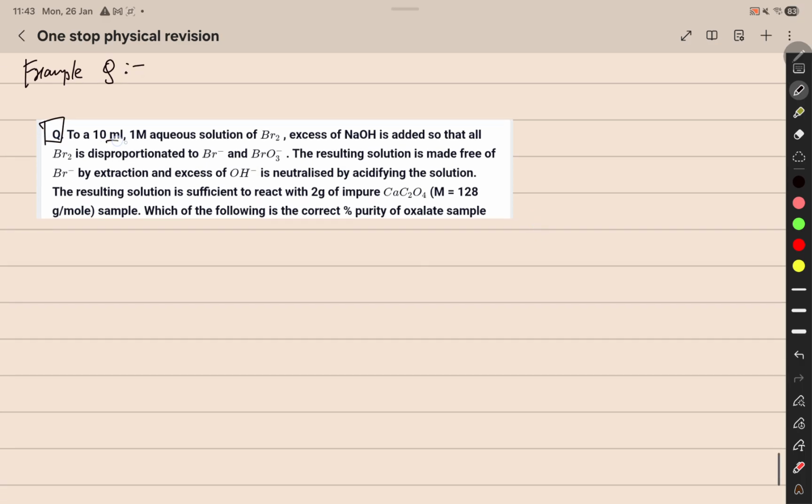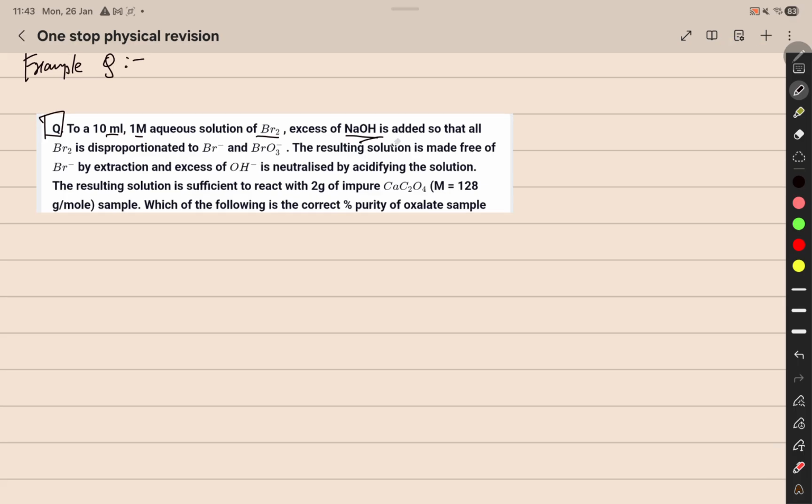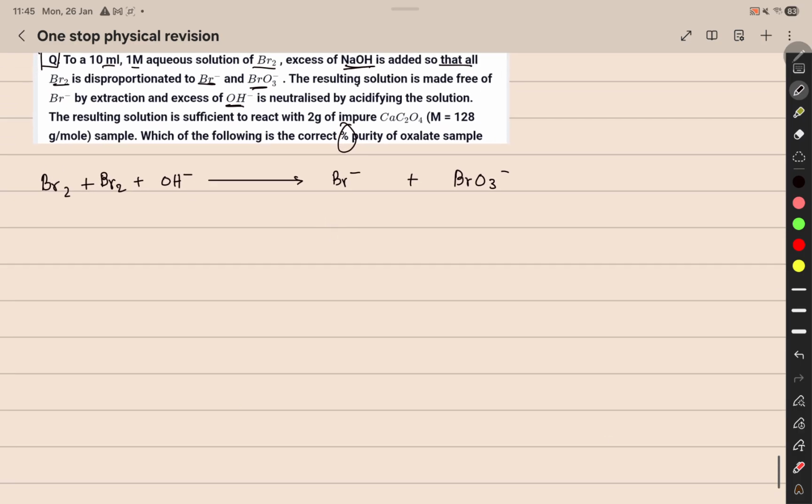We have this question which was asked in NTA Abhyas and also NSEC. To a 10 ml 1 molar solution of aqueous Br2, excess NaOH is added so that all of the Br2 disproportionates to Br- and BrO3-. The resulting solution is made free of Br- and excess OH- is neutralized by acidifying the solution. The resulting solution is sufficient to react with 2 g of impure CaC2O4. Which of the following is the correct percentage purity? We have to find the percentage purity of the oxalate sample. Here I'll be balancing the equation first. So first we have one electron exchange over here, correct?